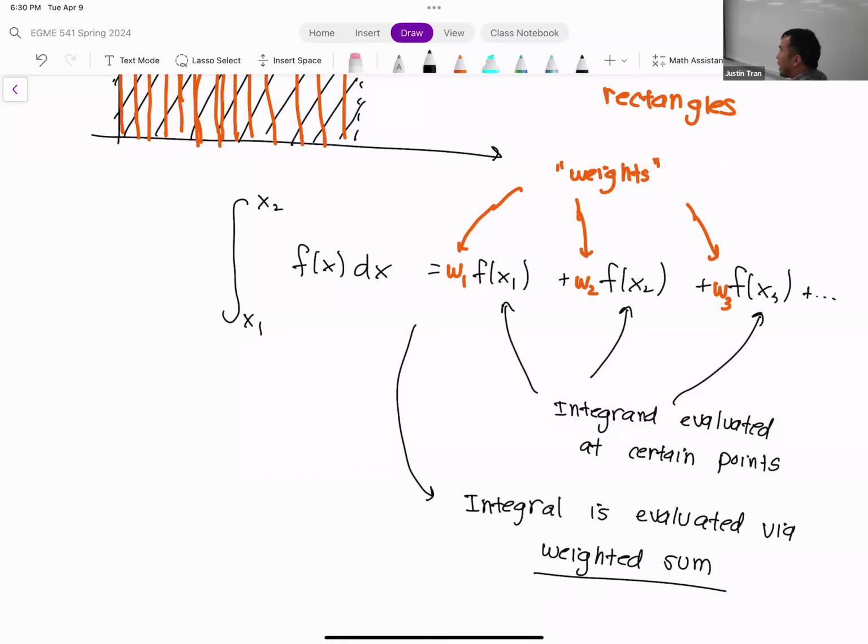Okay. So how does this relate to Gauss quadrature? I told you that this section was about Gauss quadrature, but then we started talking about Riemann sums. Gauss quadrature is based around the same idea. The idea with Gauss quadrature is that we're going to evaluate our integrals with a weighted sum. We're just going to do it in a slightly more intelligent way than the Riemann sum.